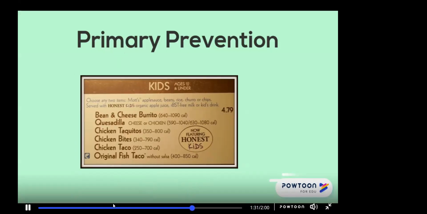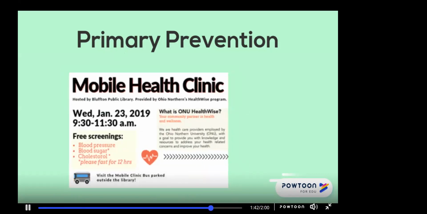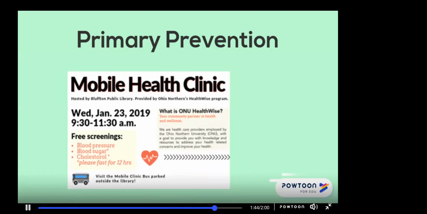A major public health milestone is the ACA nutrition label mandate that now requires menus to show nutrition information so that people can make informed decisions about what they eat. Primary prevention could also include a mobile diagnostic clinic that offers cholesterol screenings.